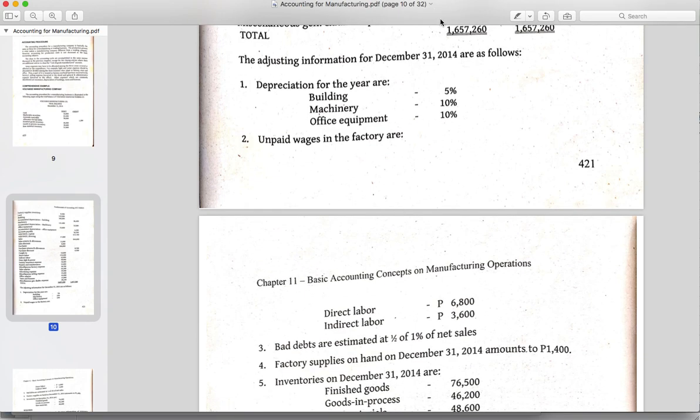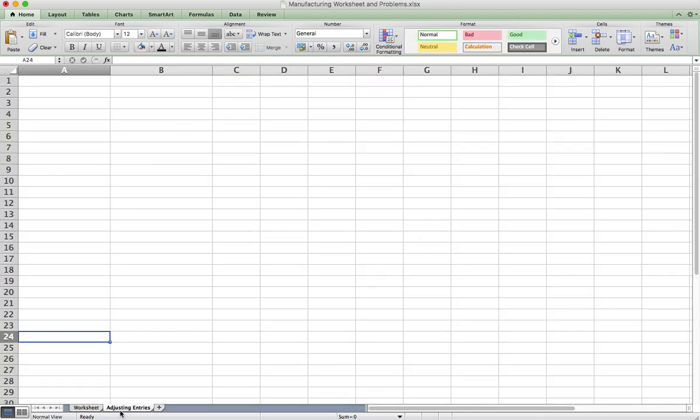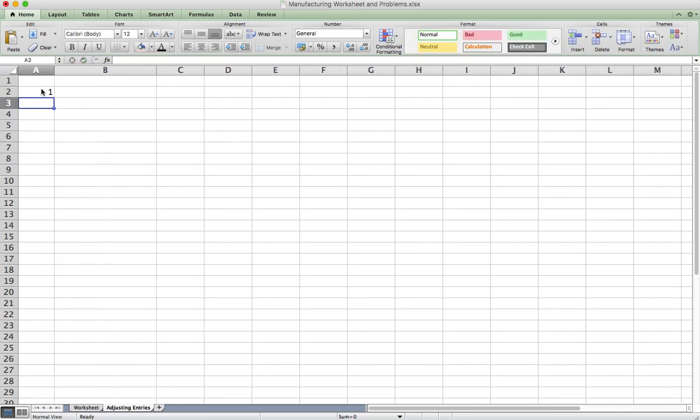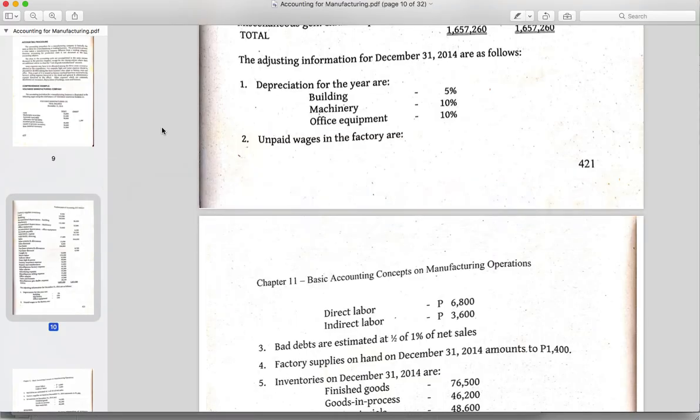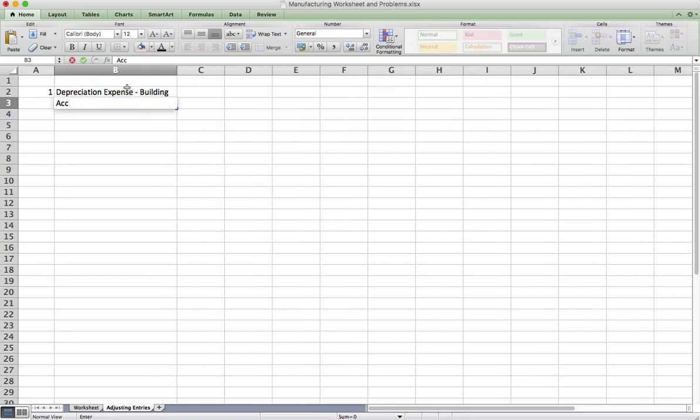The adjusting information are, number 1, depreciation for the year are building, machinery, and equipment: 5%, 10%, and 10%. So again, how are we going to prepare the adjusting entry for depreciation? Debit, depreciation expense, building; credit, accumulated depreciation.